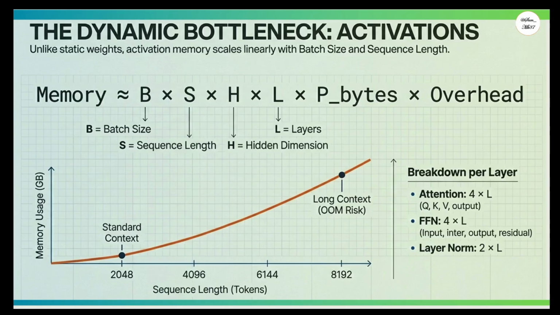And this is a rough estimate of how you can calculate the memory for the activation. The batch size multiplied by the sequence length, and then you need to make sure you have an idea of the hidden dimension, the number of layers, the parameters being used, and then some overhead. And usually activation is the key component of the memory size.